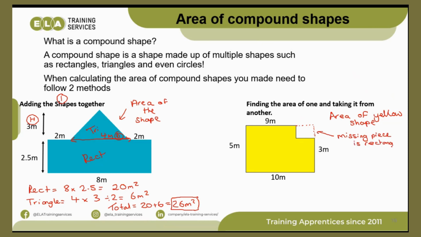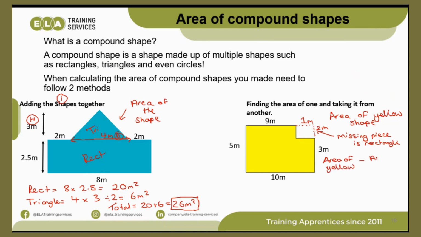Now we want to know what the measurements are for that missing piece. So we know from all the way across is 10, but from here to here is 9, so that must be 1. And then from here to here is 5, but here to here is 3, so that must be 2.